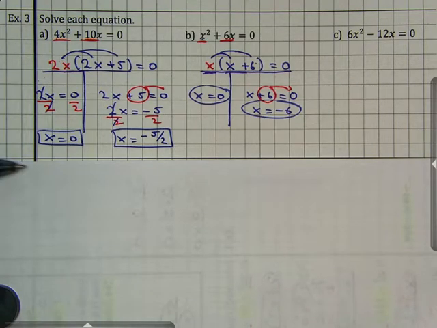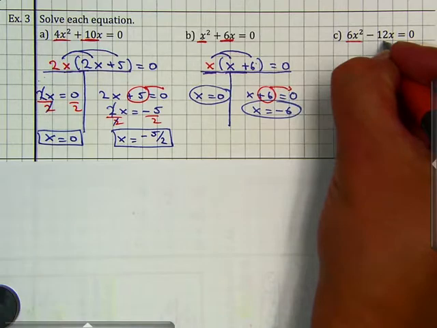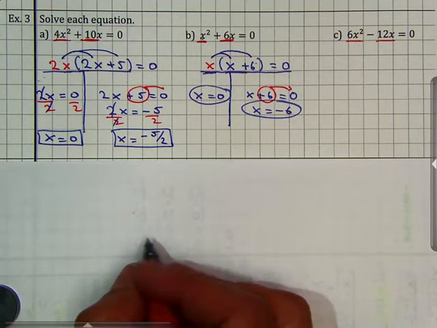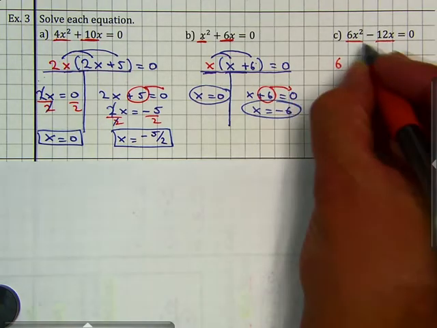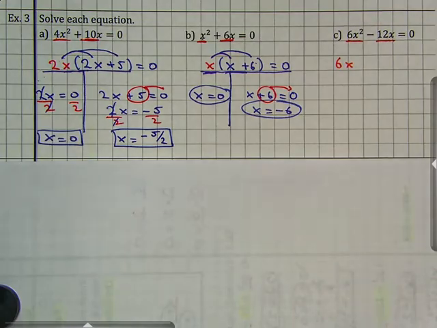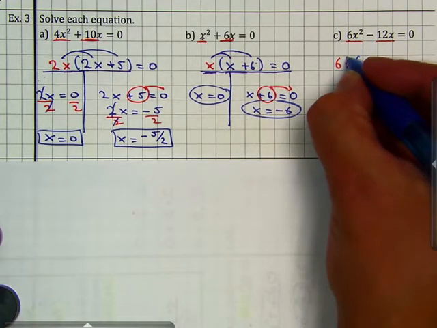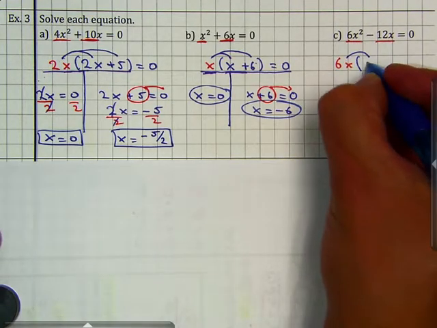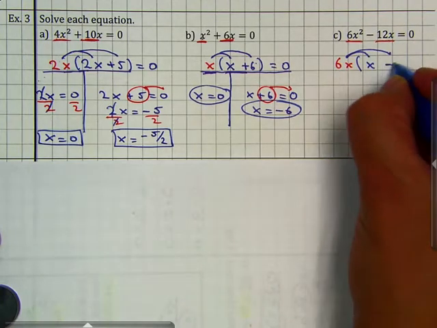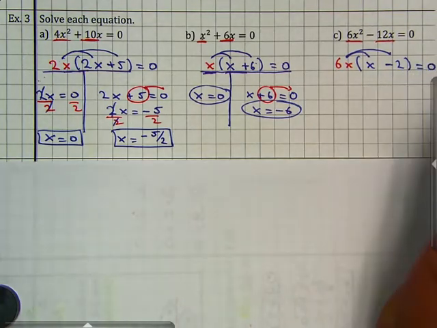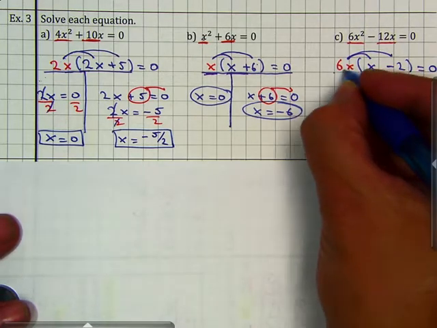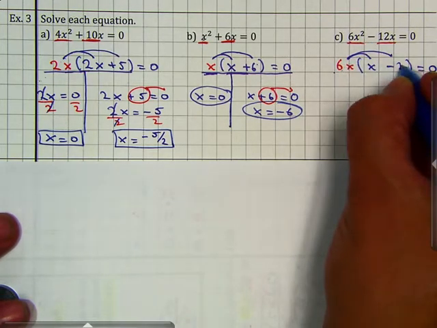Excellent. So at this point, is there a number that divides 6 and 12? The biggest number that divides 6 and 12. Correct. 6. Do they both have an x? Yes, so I can take out 1x. What's left behind? 6x times x will give you 6x squared. 6x times negative 2. Now that I factor, I know that 6x times x is 6x squared. 6x times negative 2 is negative 12.